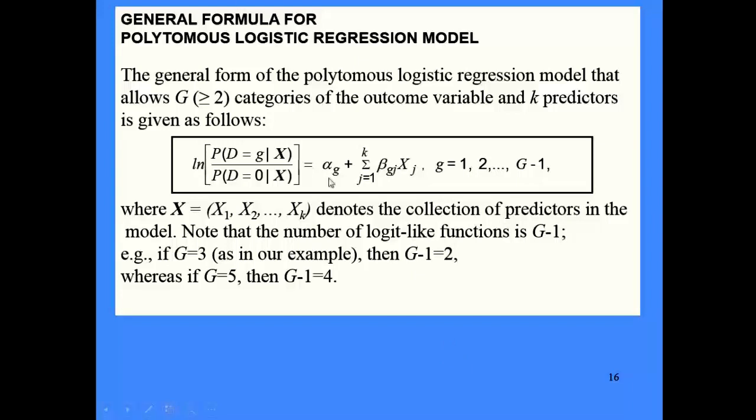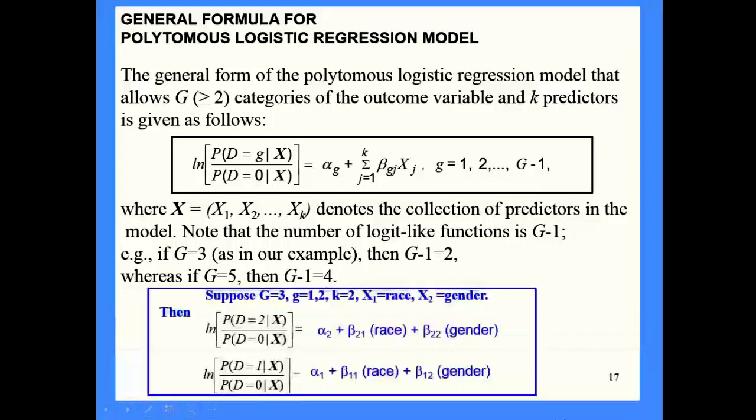Okay, so that's the general formula for the polytomous logistic regression model. As I said, if G is equal to 3, G is equal to 1, 2, and if X1 is race and X2 is gender, making it simple, then the two models will look like this. If G is equal to 3, you'll get 2 models. If G is equal to 5, you'll get 4 models. That's all I've done here.